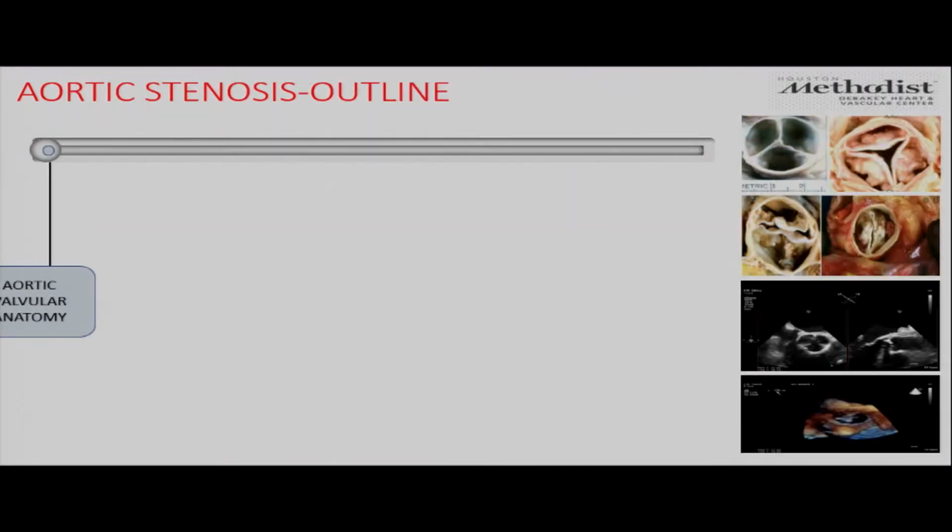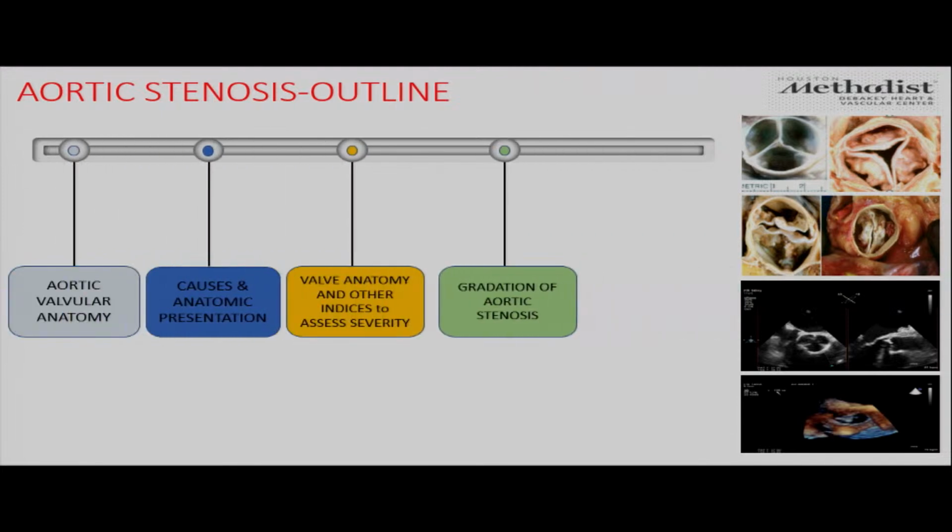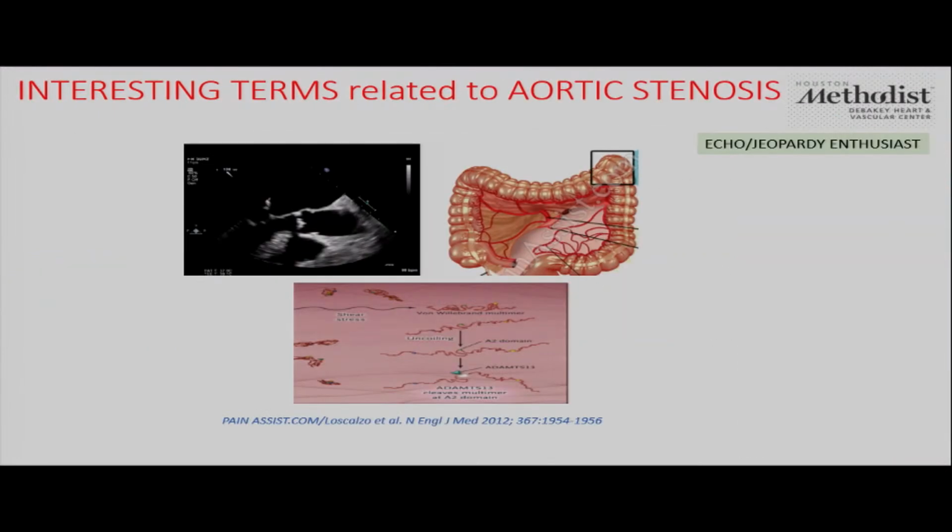Our outline is going to be quickly a review of anatomy and causes, and mainly the focus is going to be assessing the indices of severity and also grading aortic stenosis. And again, a little bit about management, although due to interest of time, we'll keep it more focused on echo.